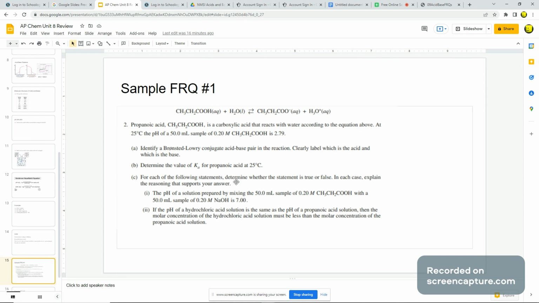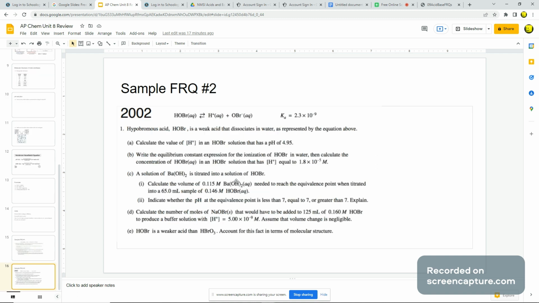If the pH of the hydrochloric acid solution is the same as the pH for the propanoic acid solution, then the molar concentration of the hydrochloric acid solution must be less than the molar concentration of the propanoic acid solution. This is true because hydrochloric acid dissociates completely. It's a strong acid, so its molarity is going to have to be smaller if the pHs are going to be equal. So, sample FRQ number 2.